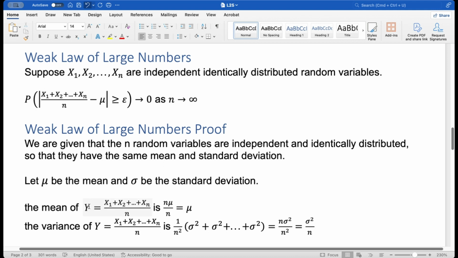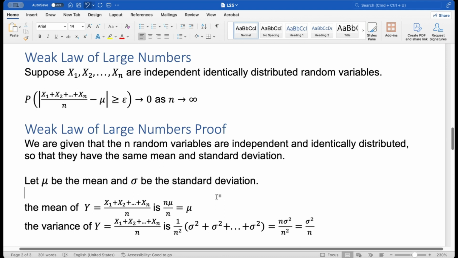If we want to find the mean of the mean, essentially here, x1 plus x2 up to xn over n, the expected value of that is going to be 1 over n times the expected value of the sum, which we know is n times mu, so the n's cancel out, and we end up with a matching mean. So the expected value of y is equal to the expected value of x sub i, which is just mu.